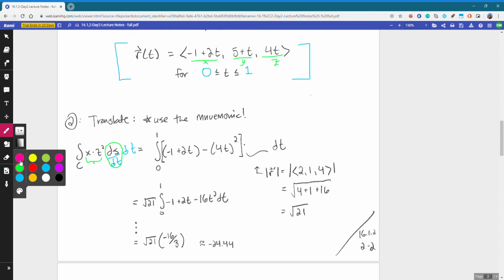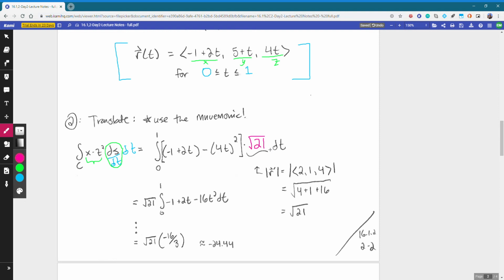And that's exactly what gets put in where it should go from our translation formula. At this point, our integral is completely set up in terms of t. We just need to do a little simplifying and work this out.